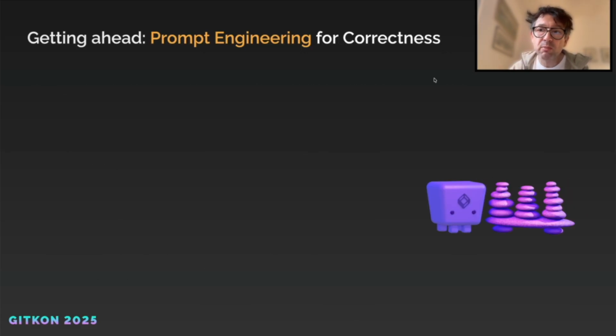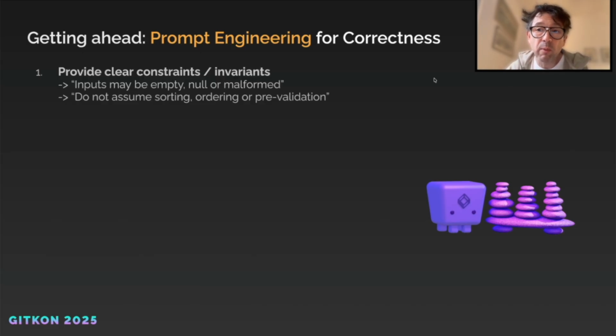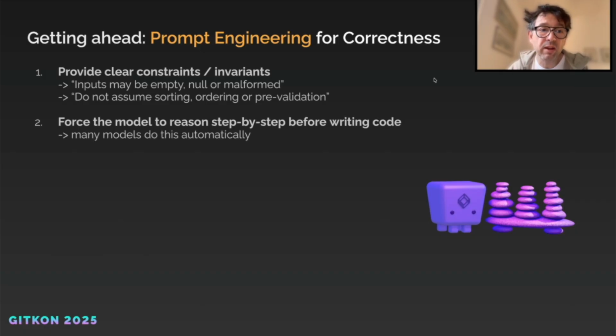So let's have a look at some ways to get ahead of the problems that might arise and to make sure that the quality of the code is good. One is really just around prompt engineering. It's super important to be really clear and spend some time on creating a prompt. Don't just write a prompt and then hope it's going to go right, because just as it would for a human, very lacking requirements will result in things not really working as you expect them to. So provide clear constraints and invariants around the data that's being provided.